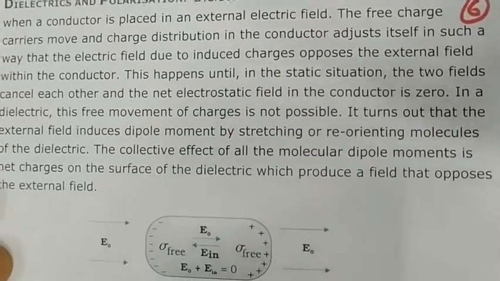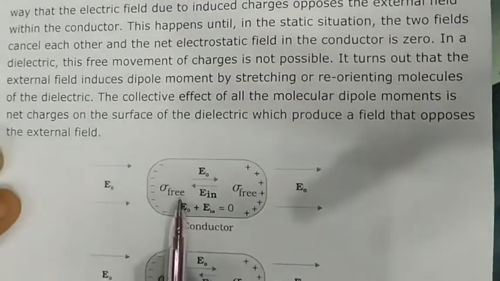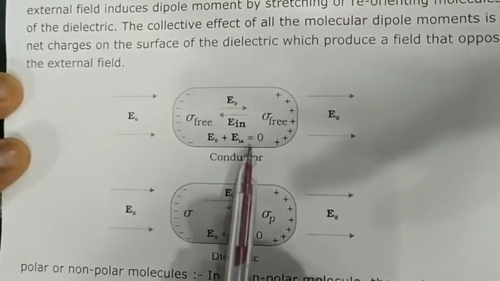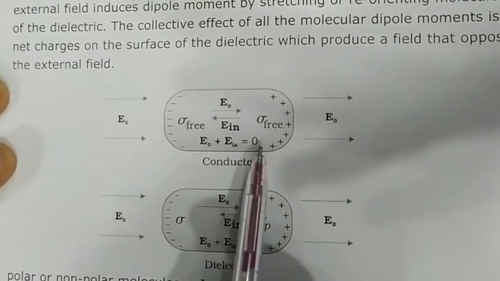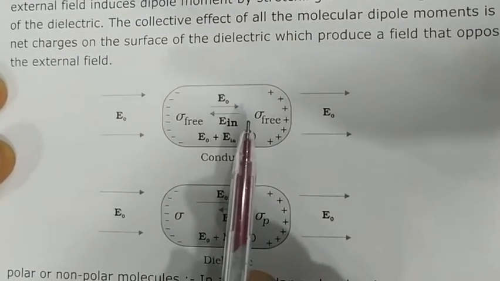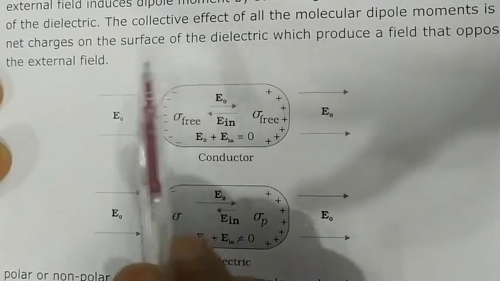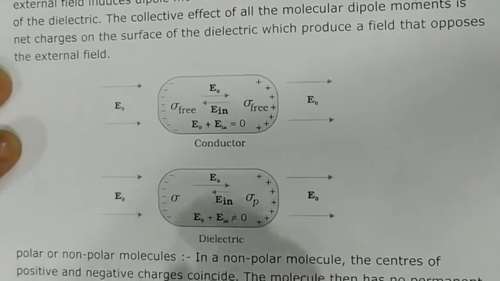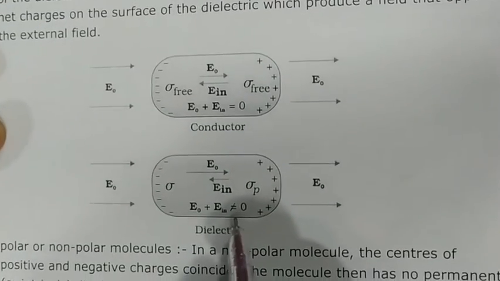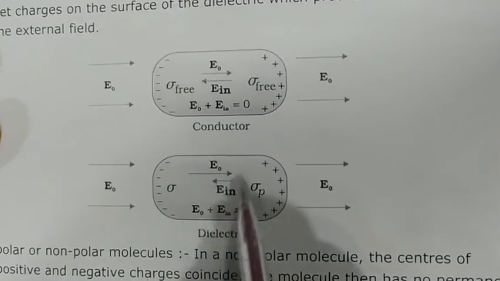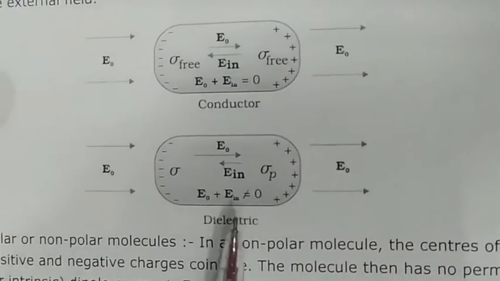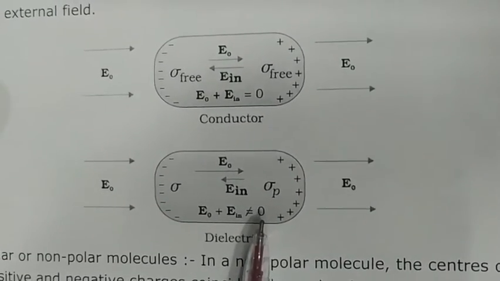In this first case, we can see that the net electric field is equal to 0. But what happens when we put a dielectric substance in an external electric field? In this condition, inside the dielectric, the net electric field is not equal to 0.